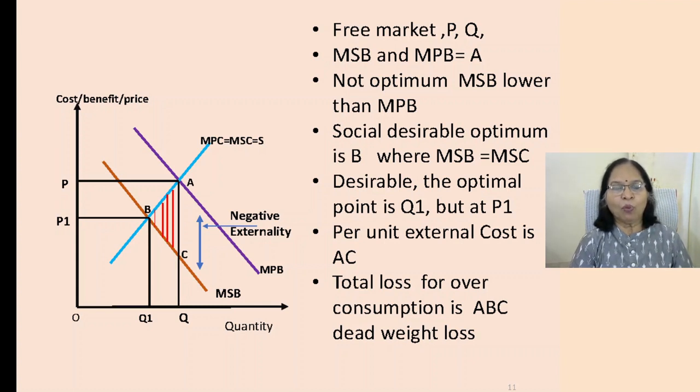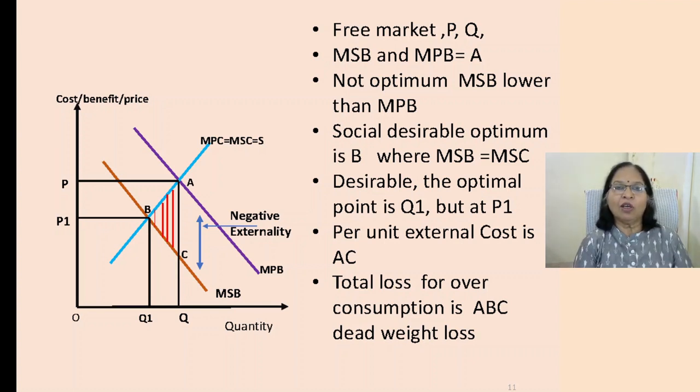Let us now look at the negative externality of consumption. In the diagram, we have one supply curve because we are assuming that there is no production externality. Now, in this negative externality diagram, we need to place the marginal private benefit curve above the marginal social benefit curve. Only then will we be able to show the externality caused by overconsumption. So in the diagram, you can see that under free market conditions, the quantity that will be consumed is OQ, where marginal private benefit is equal to marginal private cost at point A. So the price is P and the quantity consumed is Q.